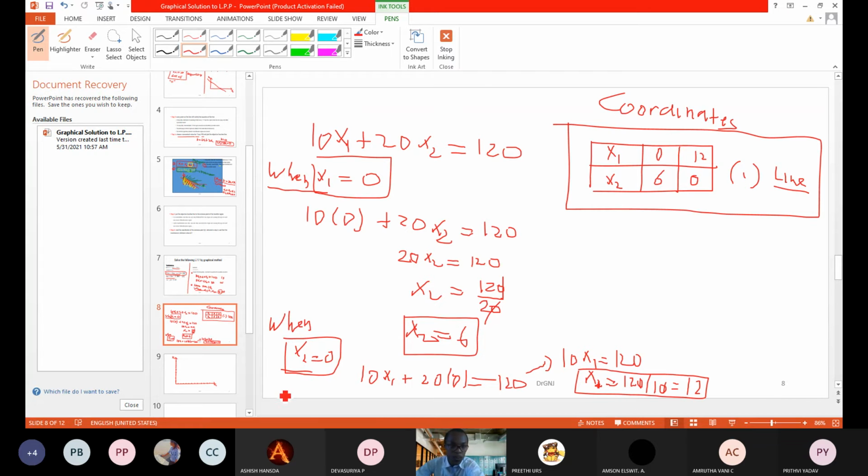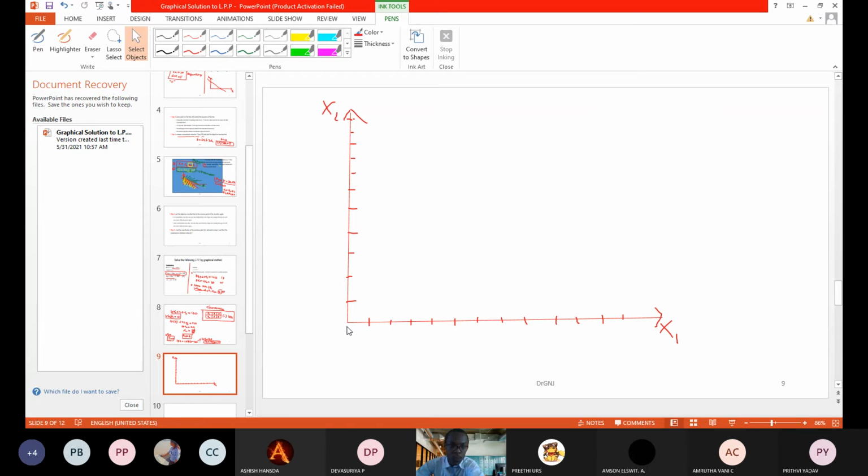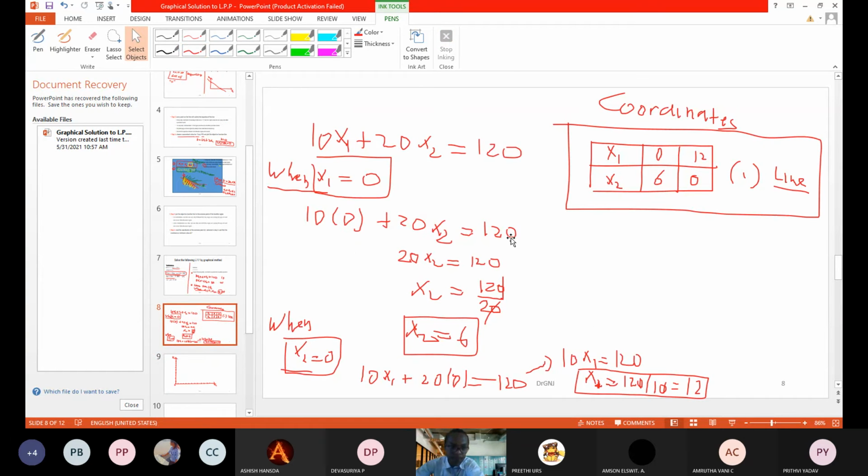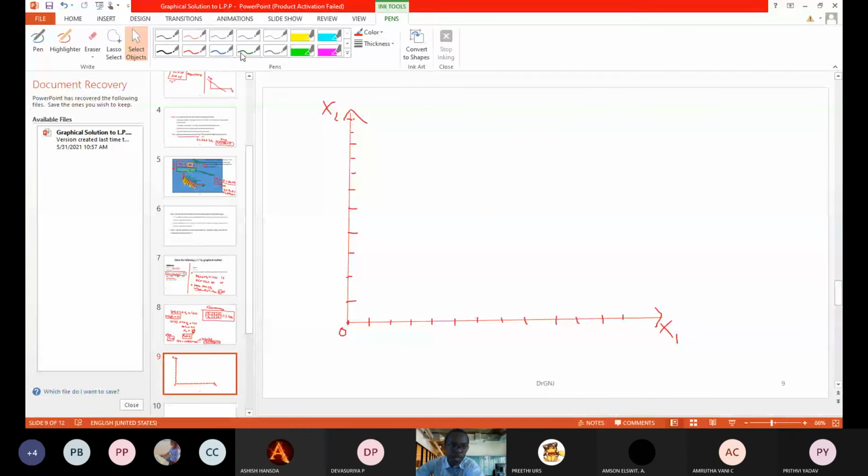x1 is equal to 0, this is a 0, this is a 0, okay? When x1 is equal to 0, then x2 is equal to 6. This is 1, 2, 3, 4, 5, and 6 is equal to 6. This is it.